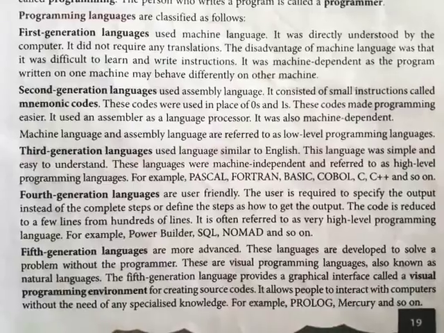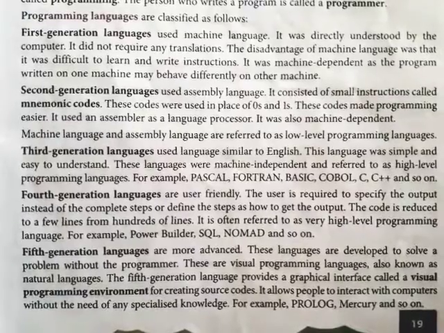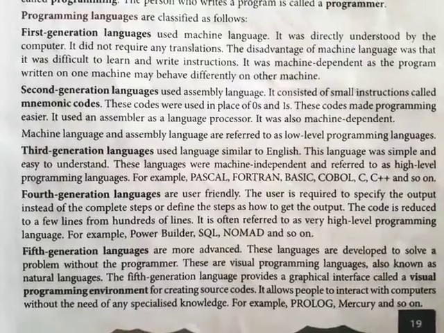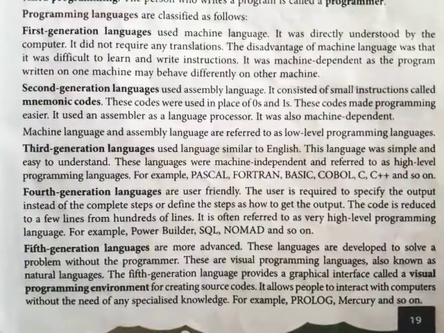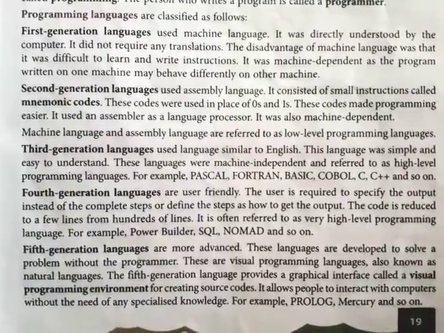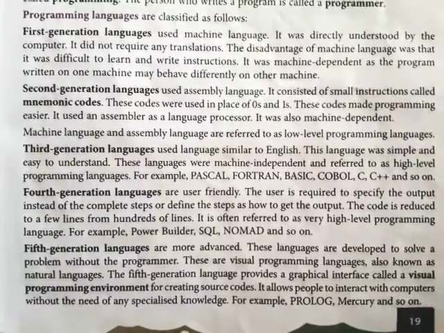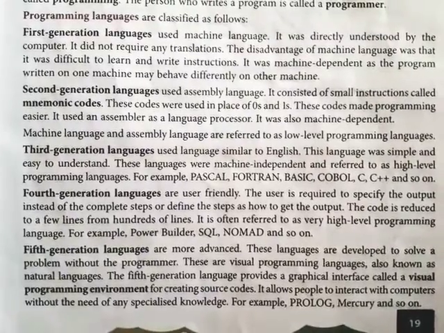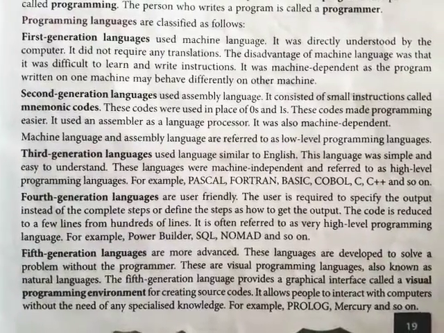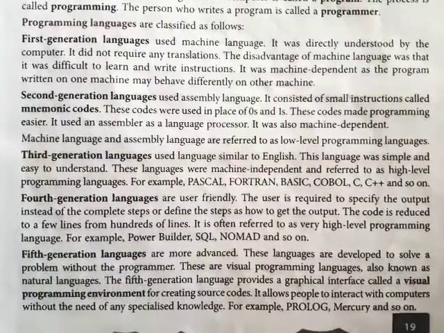So machine dependent were which languages? The first generation and second generation. But third generation languages were machine independent and referred to as high level programming languages. These two, first and second generation, were low level languages, whereas third generation languages are known as high level programming languages. For example, Pascal, Fortran, Basic, COBOL, C, C++, and so on. C++ you will learn in 8th standard.